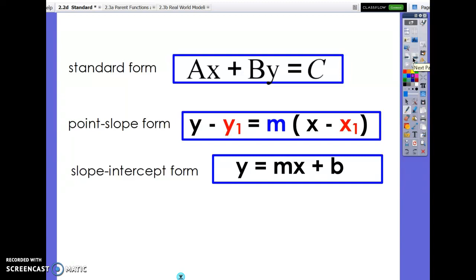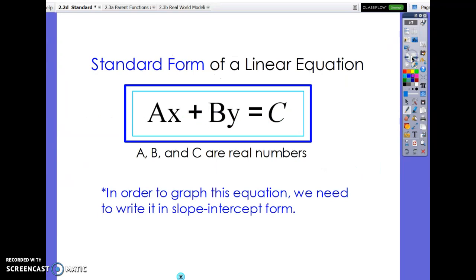Just a reminder, slope-intercept form gets its name because just by looking at it, we can identify the slope, which is m, and our y-intercept, which is b. Our standard form is ax plus by equals c, where a, b, and c are real numbers. So these would be integers if we were looking at a problem. In order to be able to graph this type of equation, we first need to convert it into that slope-intercept form.